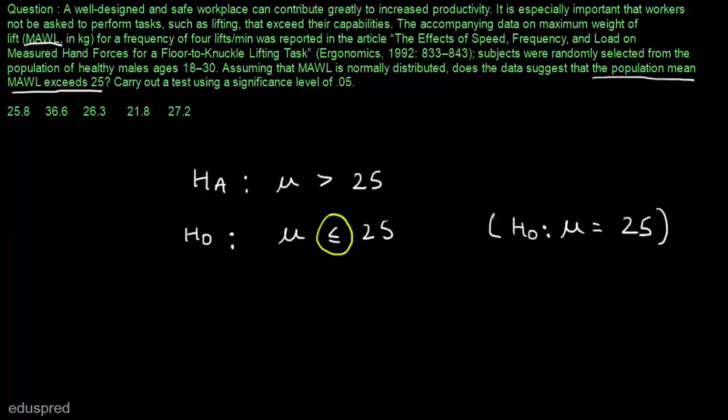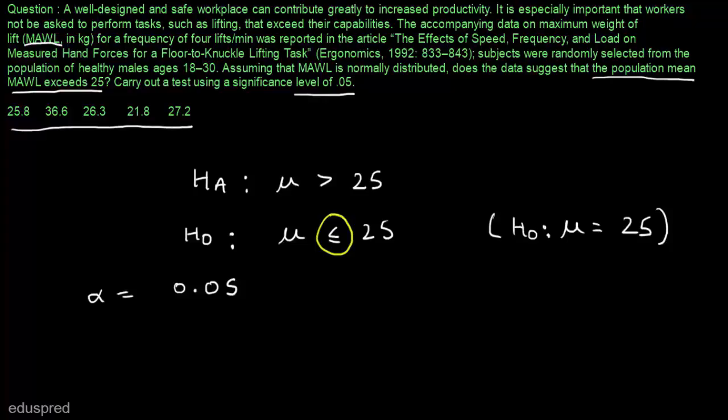In step 2, we have to write all the information that has been provided in the question. So we are given that we have to test using a significance level of 0.05. So alpha is equal to 0.05. And we are not given the direct values of sample mean and sample standard deviation, but we are given this data. So we can use this data to find the value of sample mean and sample standard deviation.